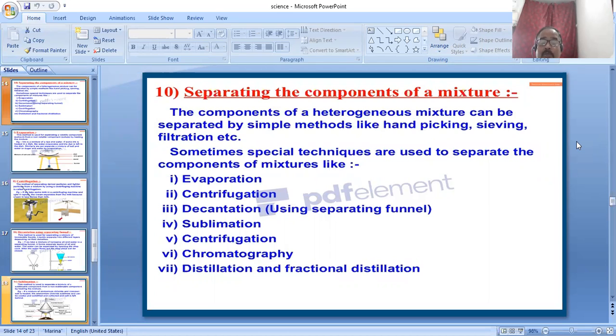The components of a heterogeneous mixture can be separated by simple methods like hand picking, sieving, filtration, winnowing, and threshing. And sometimes special techniques are used to separate the components of a mixture, like evaporation, centrifugation, decantation, that means using a separating funnel, sublimation, chromatography, and distillation or fractional distillation. So dear students, we will study every process one by one.